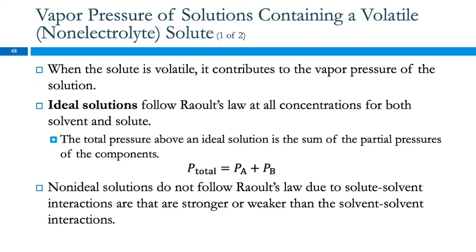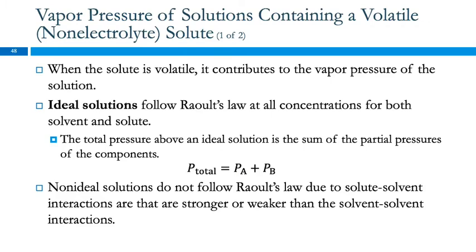Well, if we have an ideal solution, like an ideal gas, it's going to follow the rules and be nice and predictable. So an ideal solution is going to follow Raoult's law at all concentrations for both the solvent and the solute. We can calculate either one. So above an ideal solution, the total pressure is going to be the partial pressure from each component of the mixture. The solvent is going to have a vapor pressure, and here the solute is also going to have a vapor pressure. The total pressure is equal to the sum.